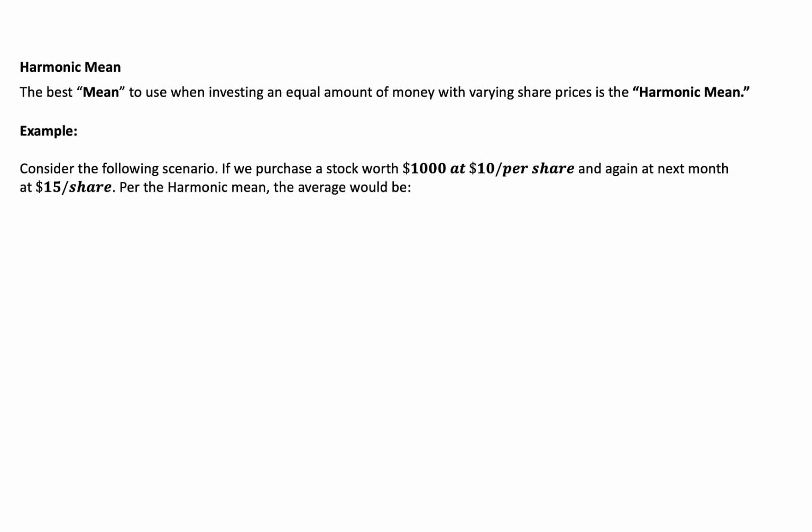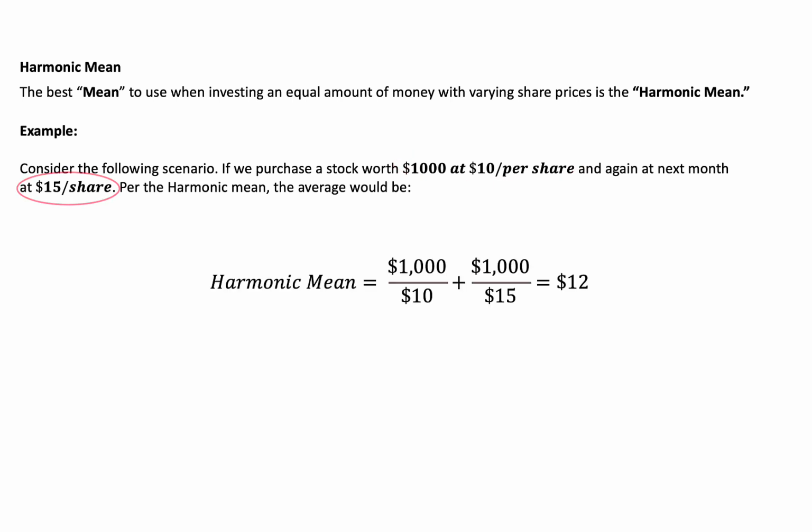So let's look at an example. If we purchase a stock worth $1,000 at $10 per share, and then next month at $15 per share, the harmonic mean would be 1,000. So you'd have the fixed amount on your numerator and your individual share price on the denominator, and you would compute that, and you would get a value of $12, whereas the arithmetic mean would give you a value of $12.50.